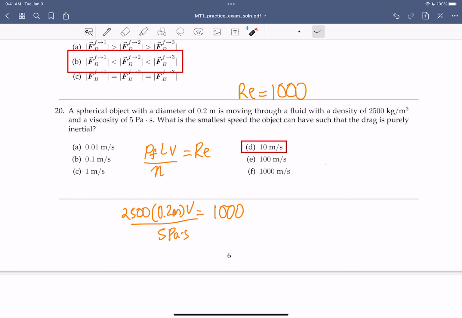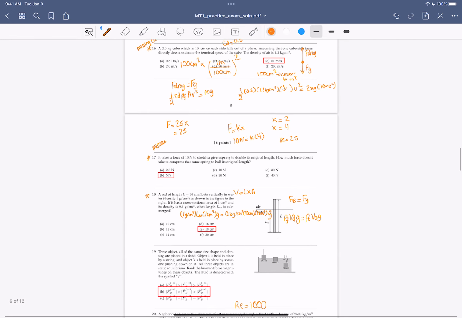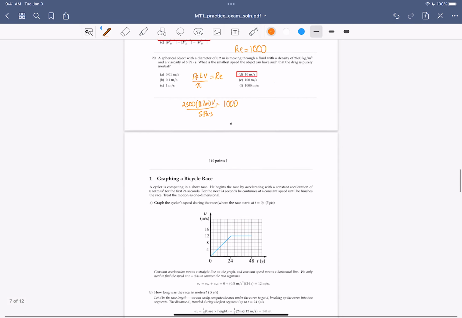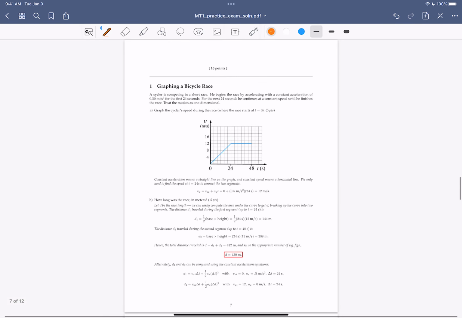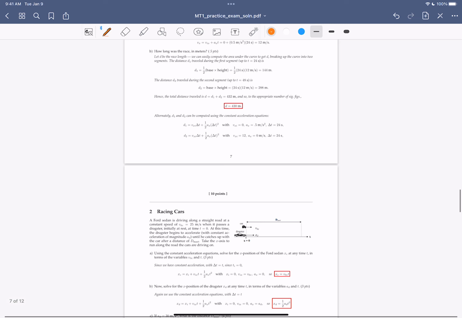Does that make sense? Yep. Any other questions about the multiple choice, or do you guys think you want to look at some of the written problems?